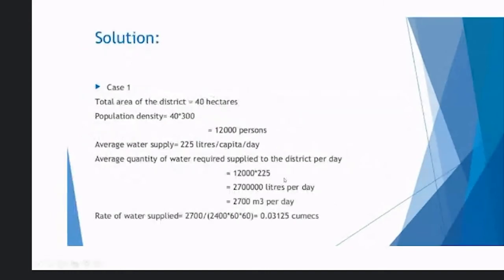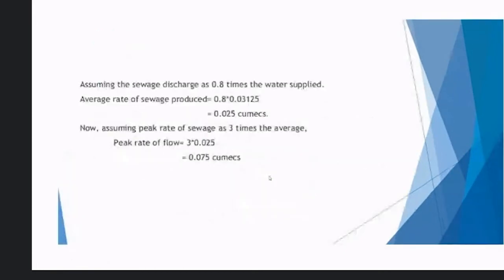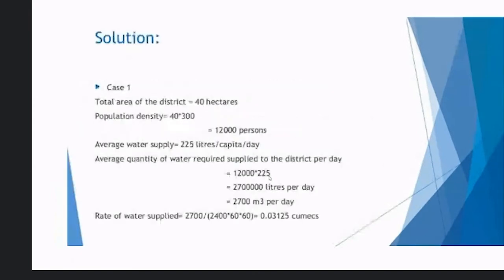So ito yung solution para dun sa case 1. Total area of the district is 40 hectares. Then next is the population density niya is 40 multiplied by 300 equals to 12,000 persons. And average water supply is equal siya sa 225 liters per capita per day.